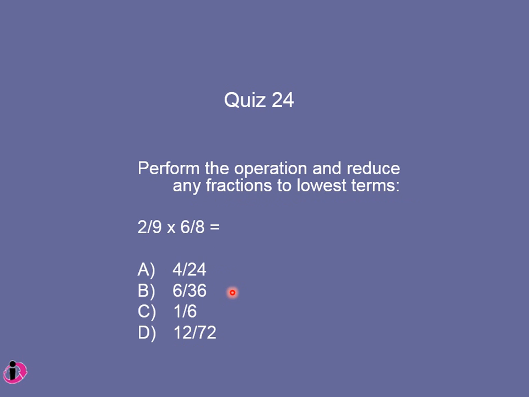Let's try another multiplication here. So 2 times 6 is what? 12. And 8 times 9 is 72. So you get 12 over 72. Can you reduce it to the lowest term?